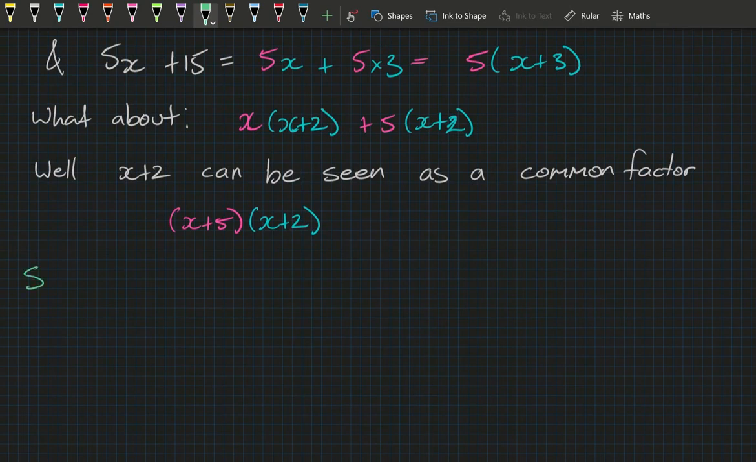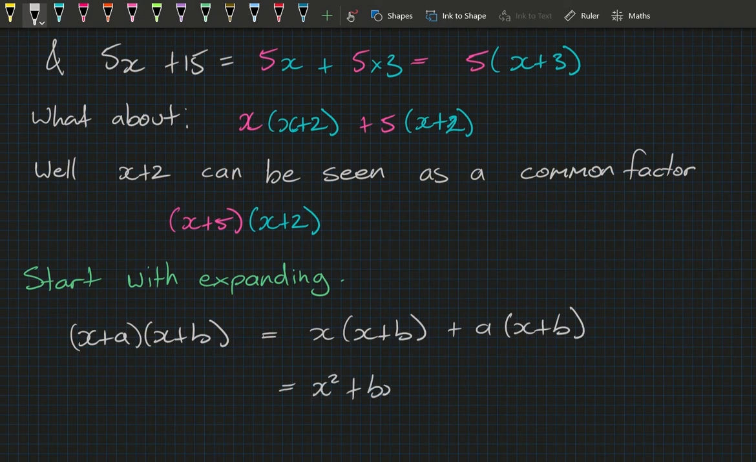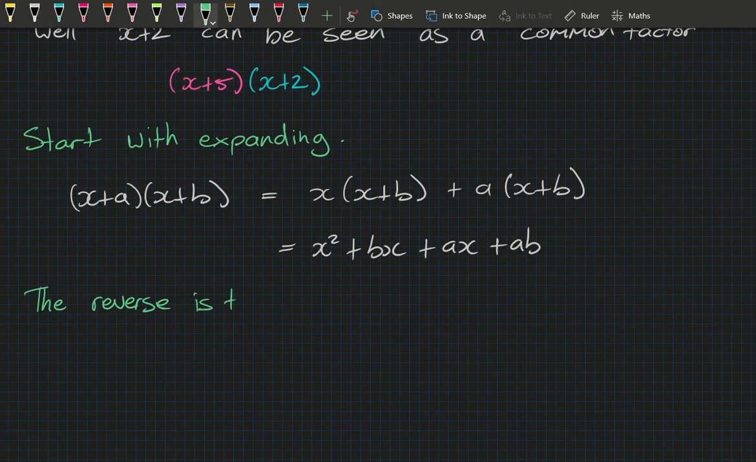So let's just take a step back and start with some expanding here as we build up towards factoring trinomials with 2 binomials. All right, so we know that x plus a times x plus b is equal to x times x plus b plus a times x plus b. And then expanding that one more time, we get x squared plus bx plus ax plus ab. So this means that the reverse is also true.